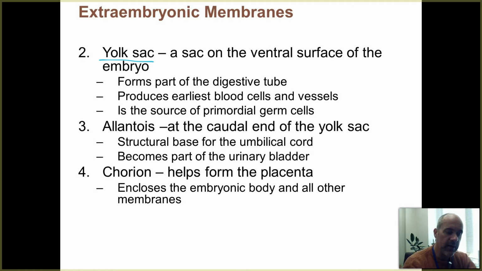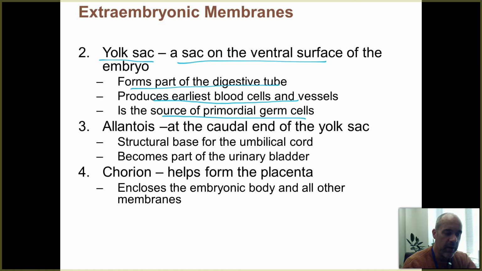So the yolk sac is a little compartment on the ventral surface of the embryo, so the front side of what's ultimately going to become the anterior or the front side of the embryo. Eventually, the cells of this yolk sac are going to form part of the digestive tube. It also produces the earliest blood cells and vessels for the embryo. And it is the source of primordial germ cells. So the germ cells are cells that are eventually going to develop into the embryo itself.